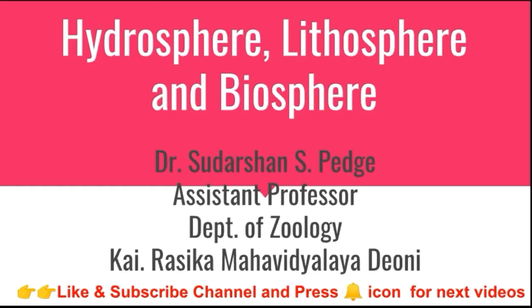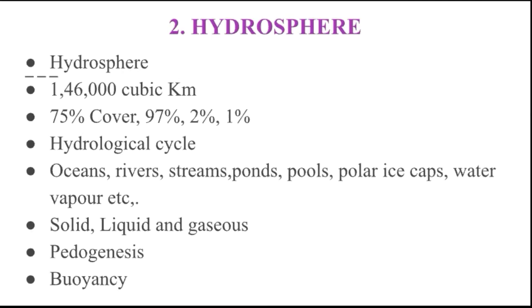In the last lecture, we also studied the parts of the environment. We saw the first part, the atmosphere, and its subtypes. So today we'll start the next chapter, the next parts of the environment: the hydrosphere, lithosphere and biosphere. First is the hydrosphere.